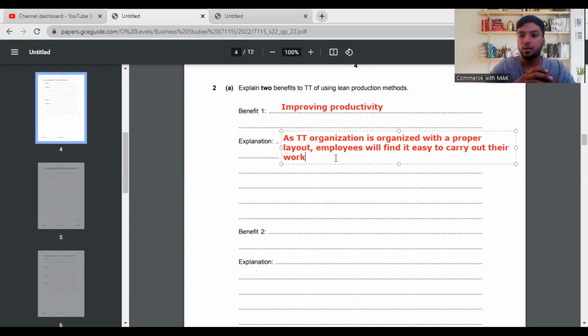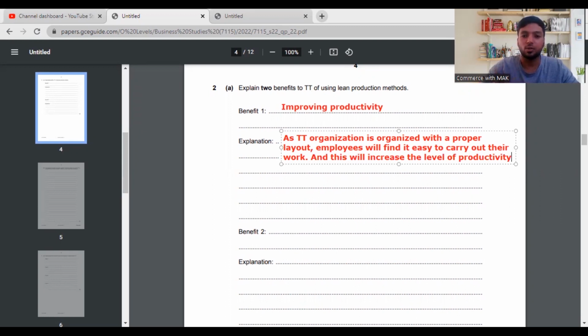As TT organization is organized with a proper layout, employees will find it easy to carry out their work, and this will increase the level of productivity. So always you need to give a reason why it is happening. So when you give a benefit, you should be able to clear your benefit with a proper reason. If you write an answer without a reason, you won't get marks in exams.